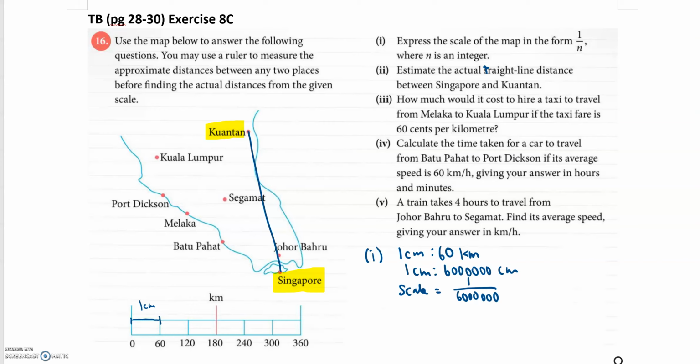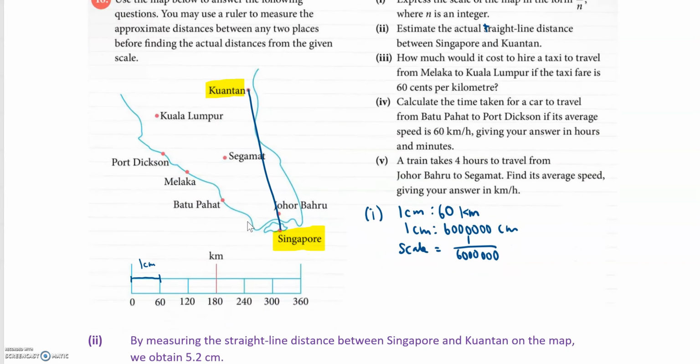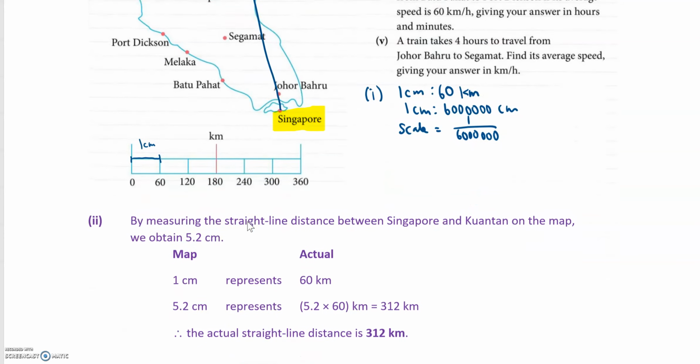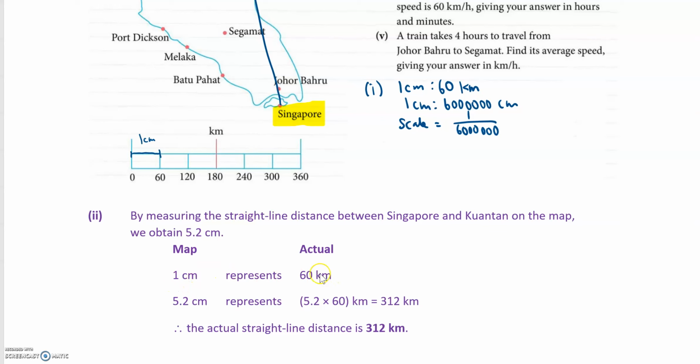That is one way. Another way would be to measure this distance using a ruler, and then place my ruler against this scale here to get the actual distance. If I do that on my textbook, I get 5.2 cm. 1 cm on the map represents 60 kilometers from part 1. So 5.2 cm will simply be 5.2 times 60, which is 312 kilometers. So the straight line distance between Singapore and Kuantan is 312 kilometers.